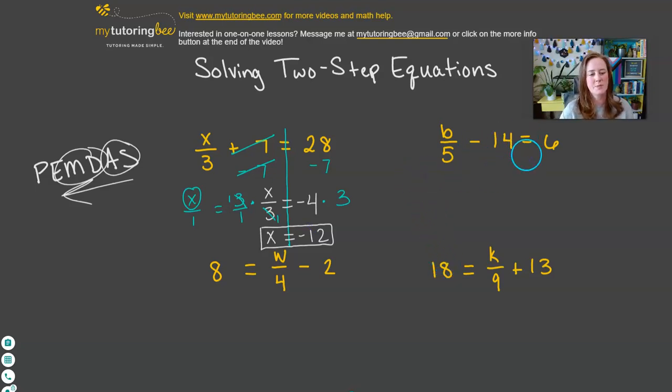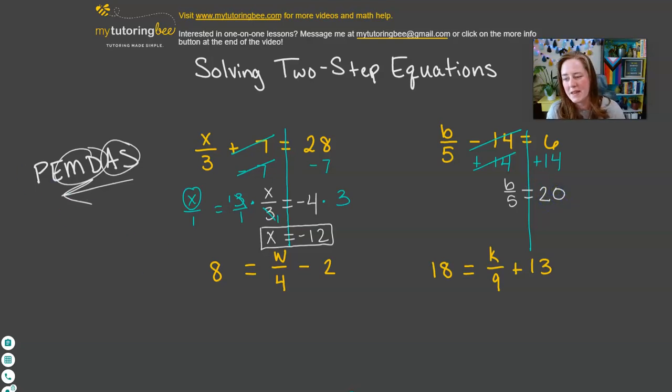All right, let's go on to this problem here. We have b over 5 minus 14 equals 6. All right, so we know that b is being divided by 5 and then 14 is being subtracted from that term. So let's go ahead and undo that subtraction first, and then we'll talk about that division. We're going to add 14, right? Opposite of subtracting 14 is adding 14. Don't forget to add that over here on this side. These 14s are going to cancel out. And we are left with b over 5 equals, and then 6 plus 14 is 20.